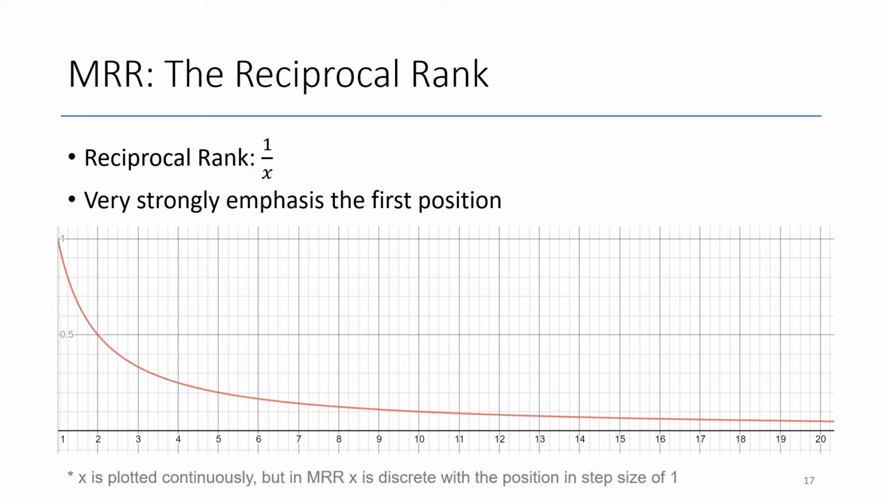And if we take a closer look at how this reciprocal rank actually looks like, 1 divided by x, which is plotted here, you can clearly see this strong emphasis on the first position, and that after like the 10th result, there are virtually no differences anymore in the rest of the results. So it truly makes sense to only look at MRR with a cutoff of 10.